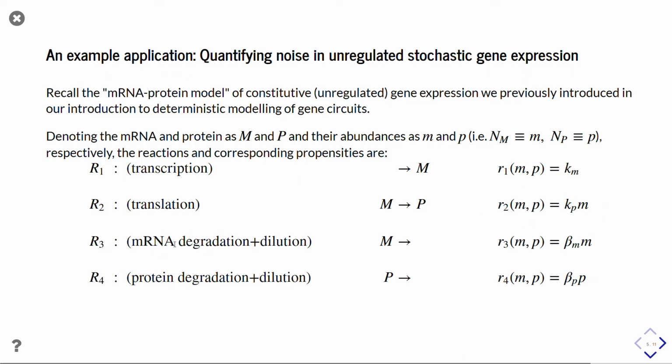Then we have the two decay terms. Both of these decay terms have propensity functions that are proportional to the abundance of the species that is being degraded. That is, the propensity function for mRNA decay is some rate constant times the mRNA abundance, and the propensity function for protein decay is some rate constant times the protein abundance. This is very similar to what we did in modeling decay due to macromolecular degradation and dilution when we considered deterministic models of gene circuits.